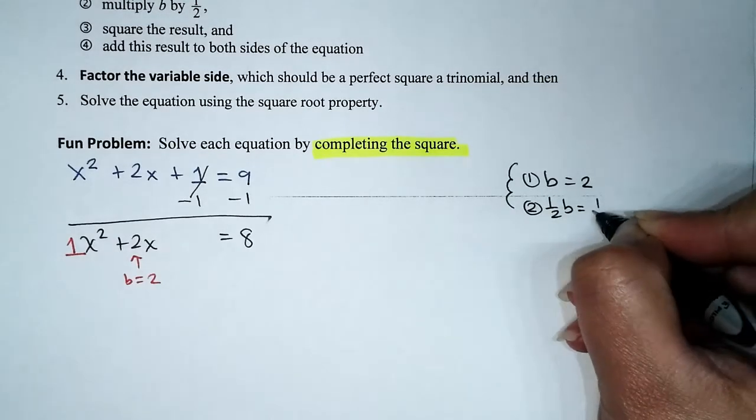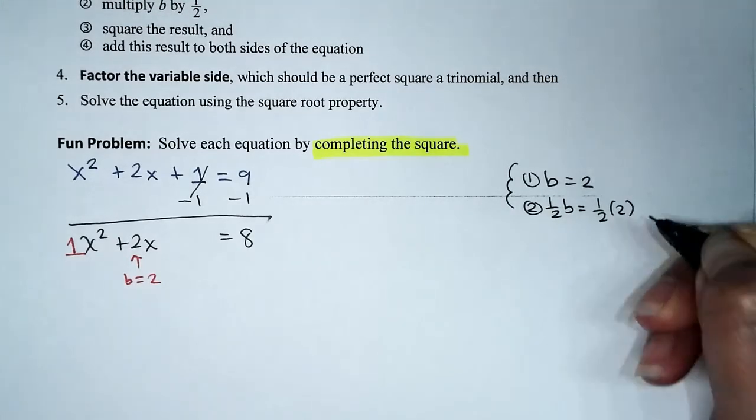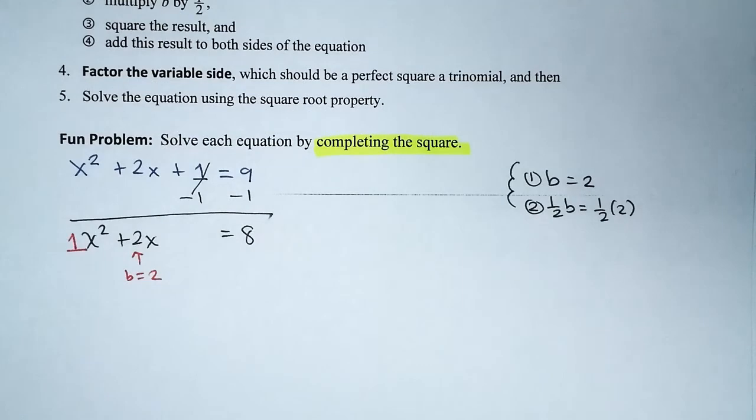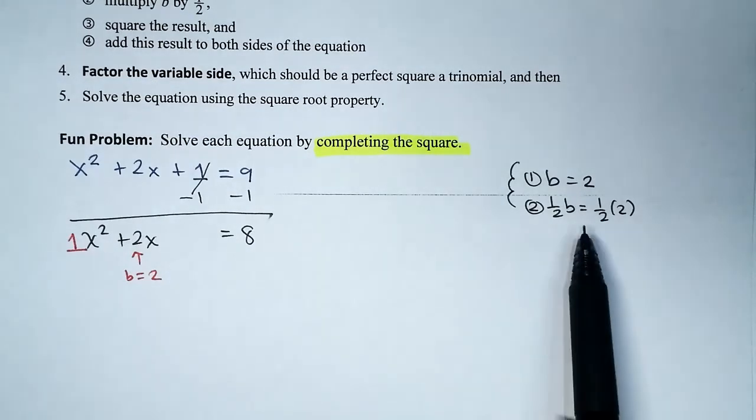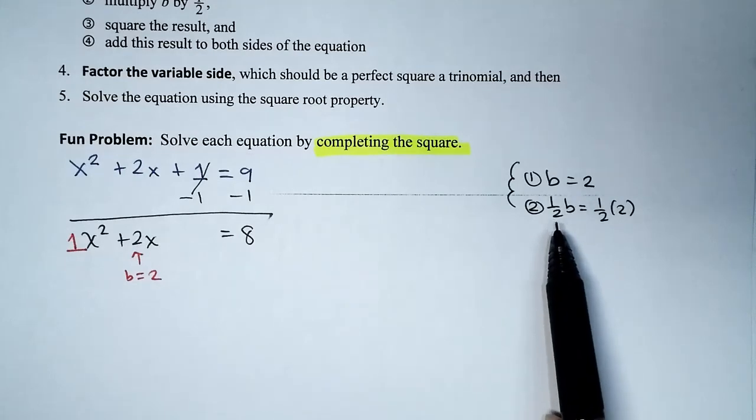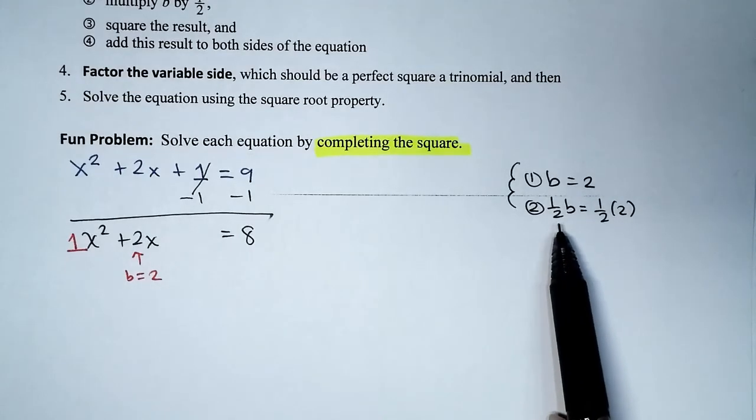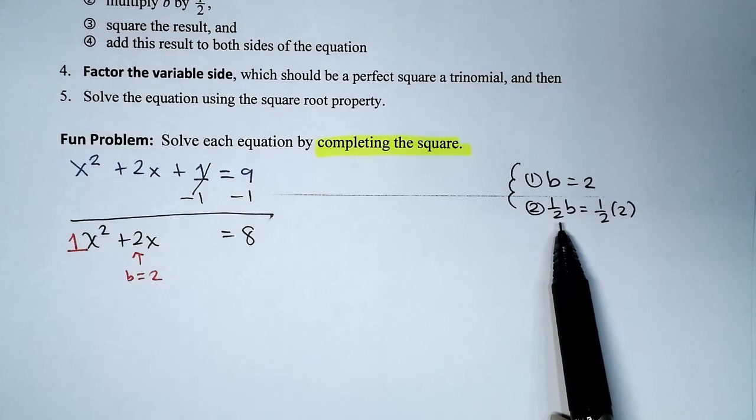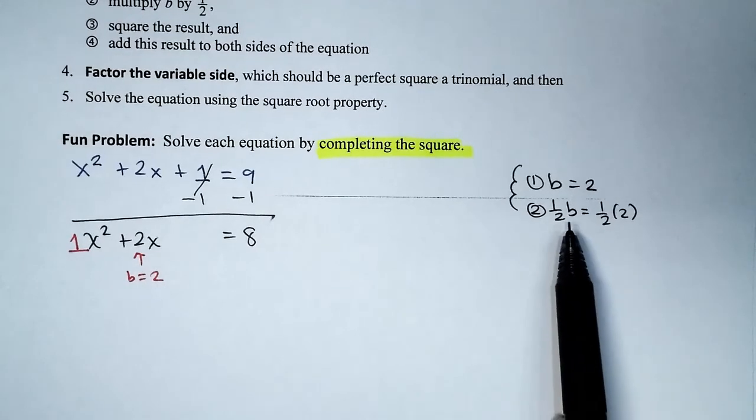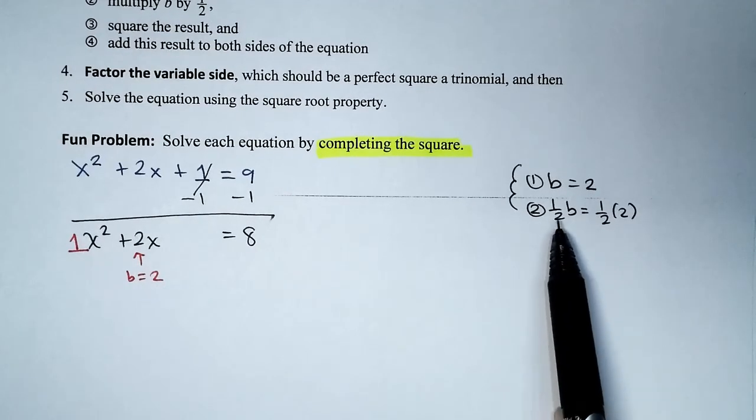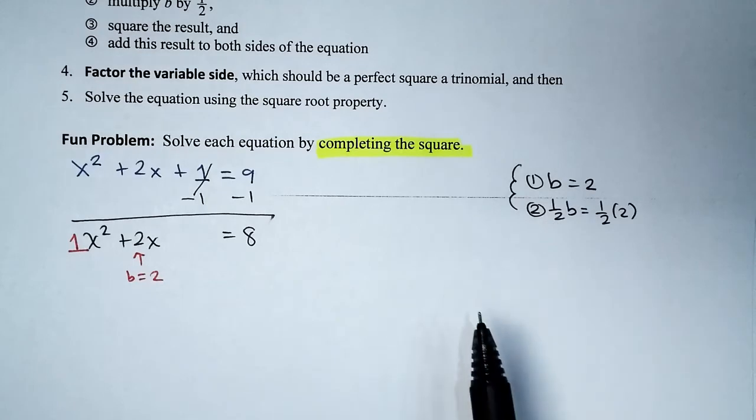Bear in mind that like a lot of the books, I lie. I think every book that I've read says divide by 2, but there's a reason to my madness. Whether you say multiply b by 1/2 or divide it by 2, it's the same thing, because dividing by 2 and multiplying by 1/2 is the same thing. But I recommend that you always say multiply by 1/2. You'll thank me later.